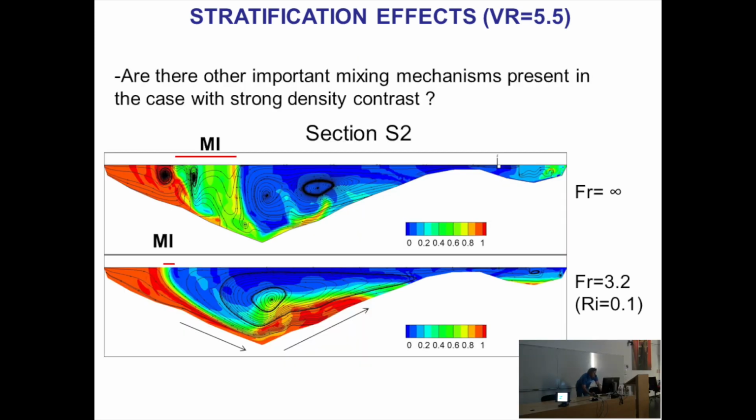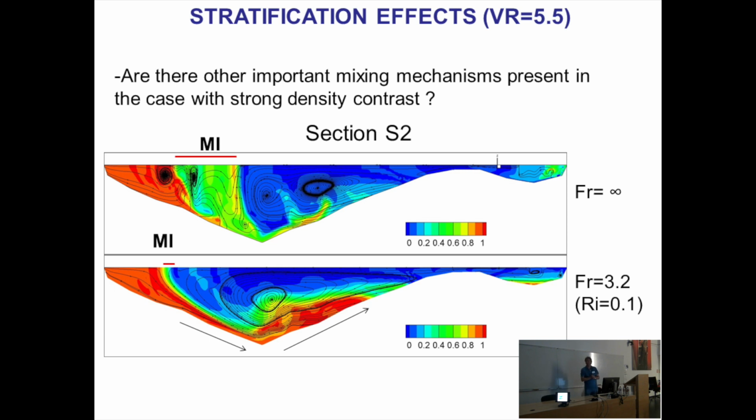So let's start with the case in which density effects are neglected, so there is no stratification. And you can see that here the region containing the mixed fluid corresponds really to the mixing interface, but there is a little bit of intrusion which basically ejects some of this mixed fluid toward one of the banks, and this intrusion is basically driven by topographic steering and the secondary cells associated with it.